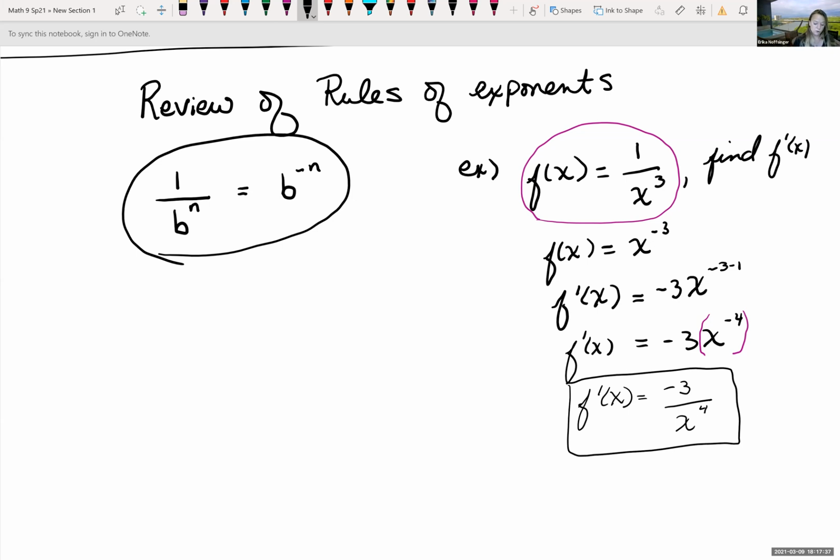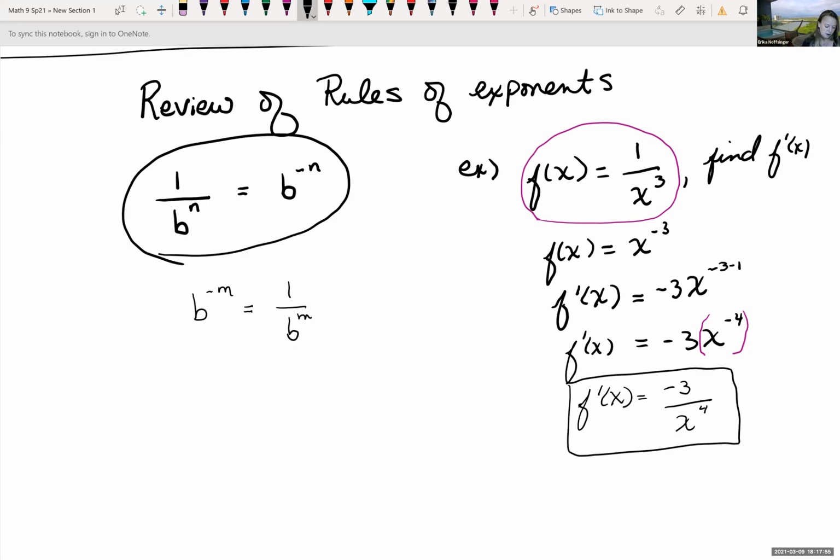Okay, so there was one rule. The other rule here was if they had a negative exponent and it was in the numerator, so b to the negative m, we can bring it down to the denominator to make the b to the m exponent positive.